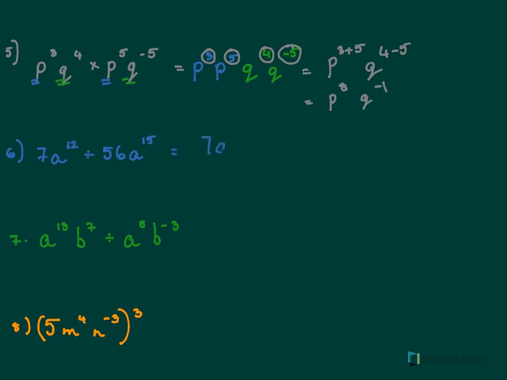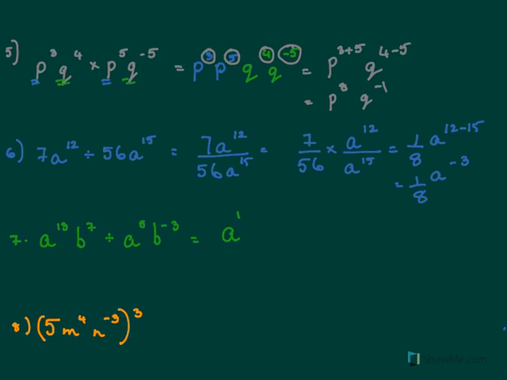For the next sum, it is 7a raised to 12 over 56a raised to 15. So let's put it separately. 7 over 56 into a raised to 12 over a raised to 15. Now 7 over 56 is 1 over 8. And here, since it is division, you will do 12 minus 15. So it will be 1 by 8, a raised to minus 3. 12 minus 15 is minus 3.